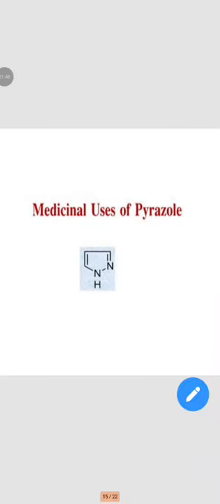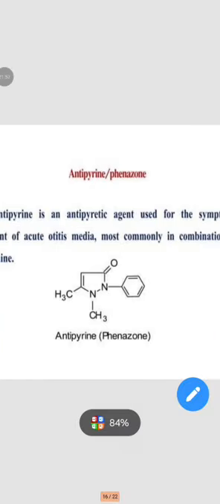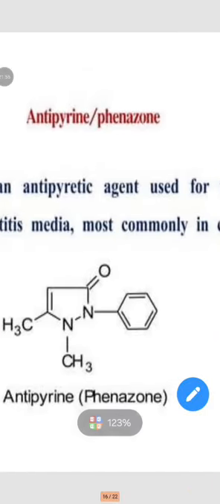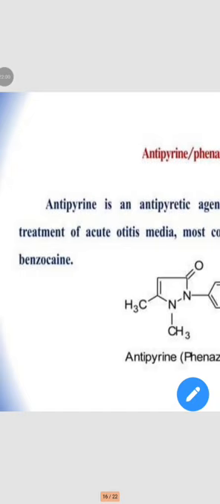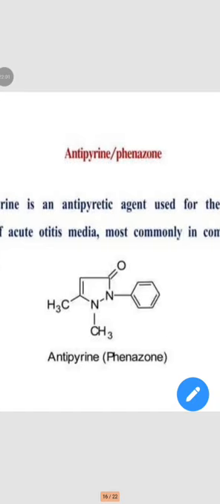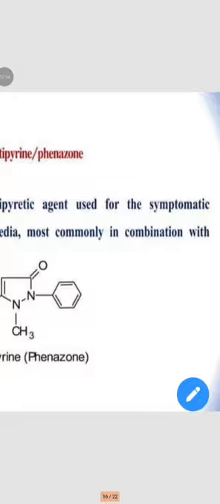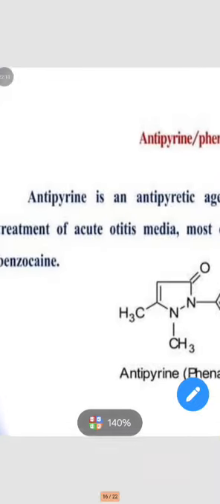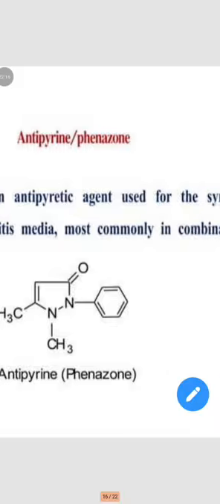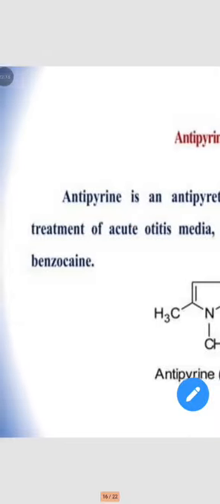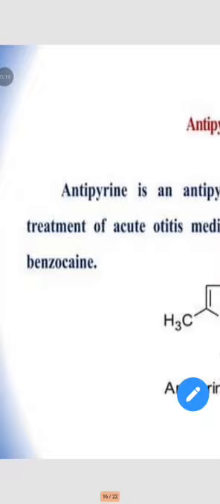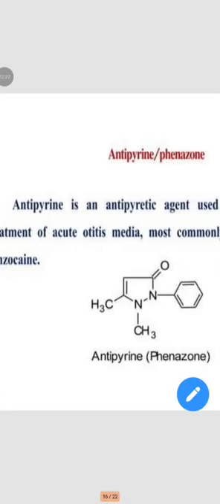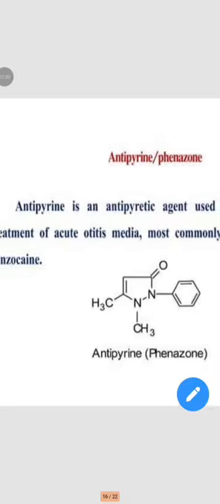Next, the medicinal uses of pyrazole. The first one is antipyrin or phenazone. Antipyrin is an antipyretic agent and is used for symptomatic treatment of acute otitis media, most commonly in combination with benzocaine.